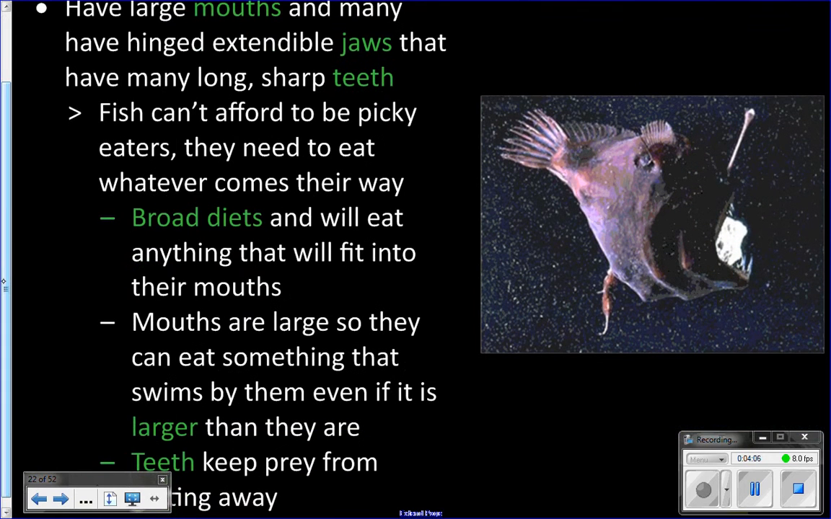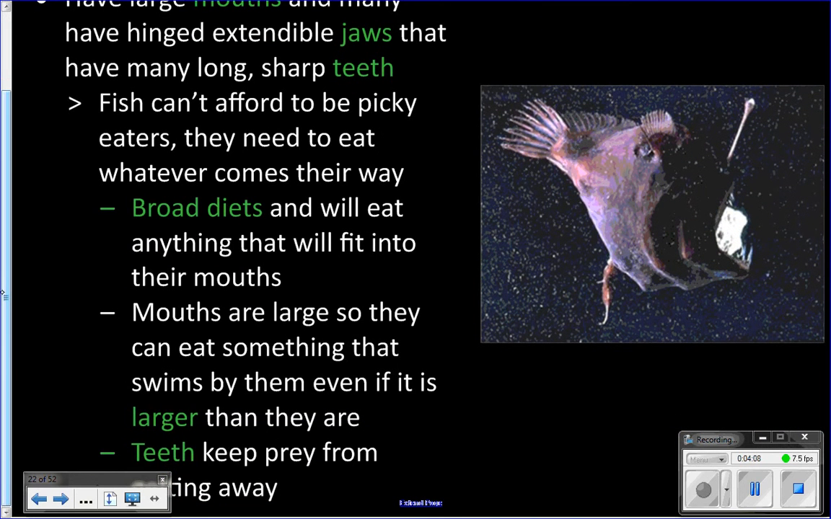And they're also going to not be picky eaters. They're going to have a very broad diet. They will eat literally anything that comes by. They're not going to be like, I don't like calamari, ew. So if it's a squid that swims by, they're going to eat it. If it's a fish, they're going to eat it. Krill, they're going to eat it. So they will eat whatever. They are not picky.